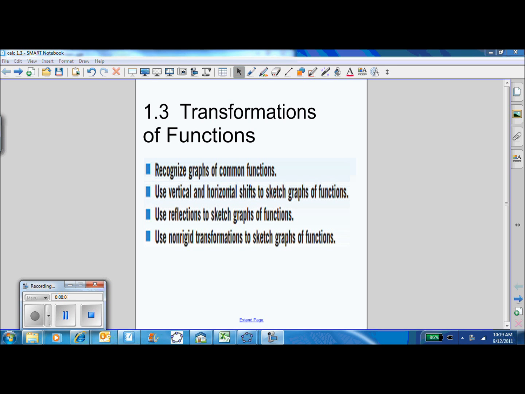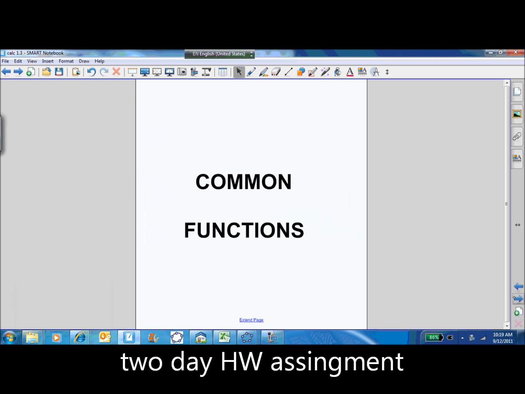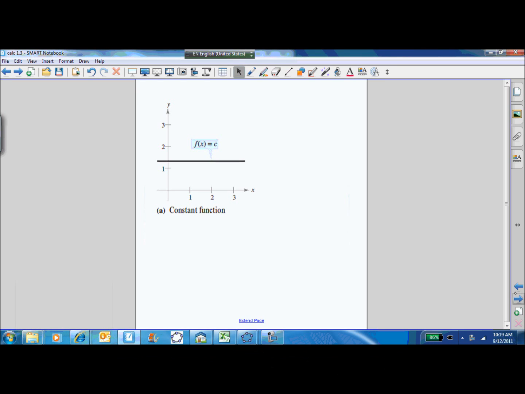Welcome, calculus students. Here's transformations of functions 1-3, where we're going to first get to know some common functions, and then see how we can affect some translations with these transformations, and then stretching and shrinking. First, your common functions. I'm going to give you a few more details than the book is giving here.